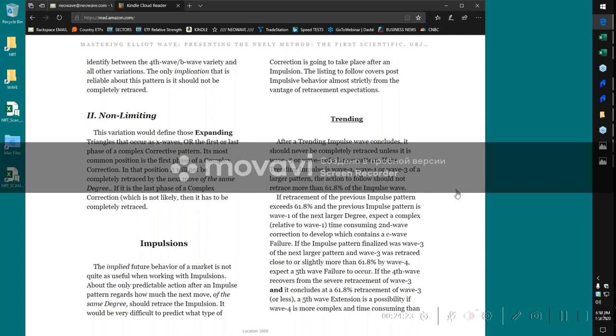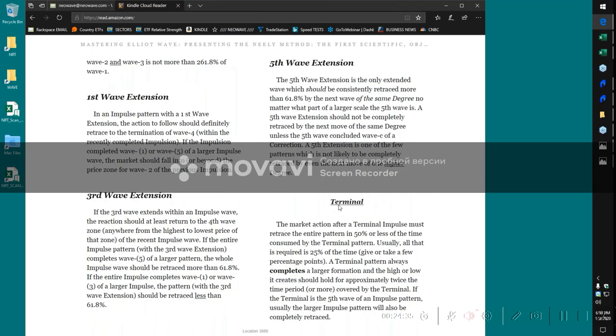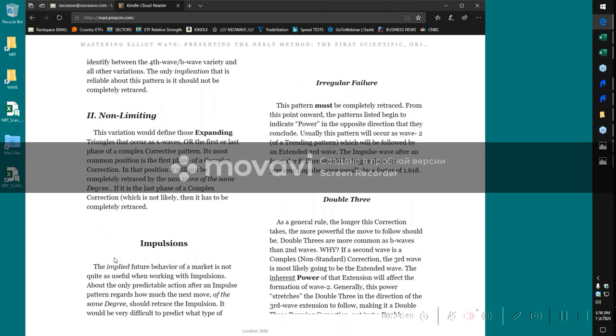Let's go on to the final section where it talks about trending impulsions. It just goes into a little bit of discussion about what you can expect from each. I could read this out loud, but it's really not very productive for me to go through that. If you're looking at a 5-wave move, just make sure that you run these tests. So if you have a first wave extension, make sure you read what's described here and that the market's adhering to this behavior. If we have a third wave extension.